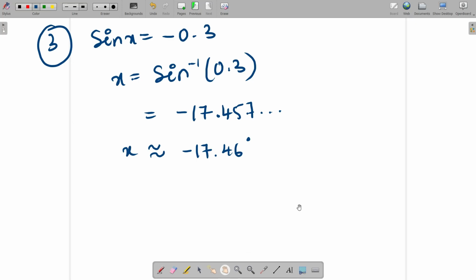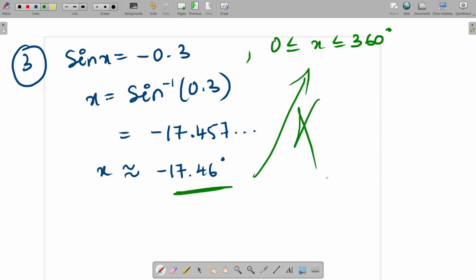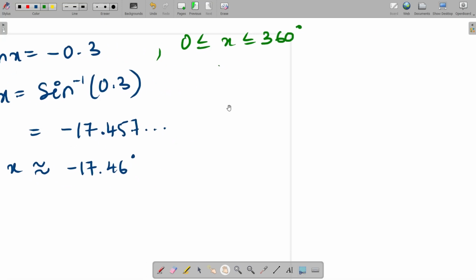Okay. Now, if you notice, along with the question, they have also specified that the value of x lies between 0 to 360 degrees. Now, if you notice about the angle that we got, negative 17.46 is out of this range. So, the other way of doing it is where your anti-clockwise and clockwise concept comes into the picture. So, now, negative 17.46 is an angle that we measured in a clockwise direction.